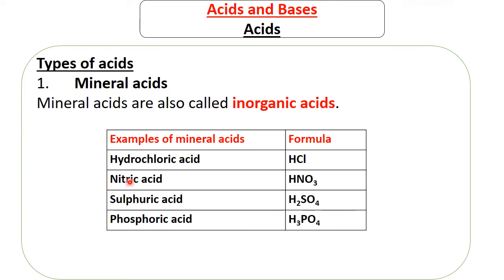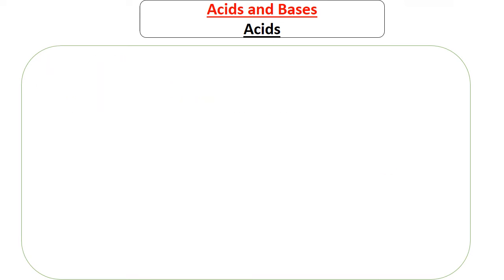So here are examples of mineral acids. We have hydrochloric acid. This one is taken from chlorine. Hydrochloric acid, the formula of course is HCl. Then we have nitric acid, which is taken from nitrate. So nitrate plus hydrogen forms nitric acid. We have sulfuric acid, which is taken from sulfate, and we have phosphoric acid, which is taken from phosphate. So these are mineral acids.